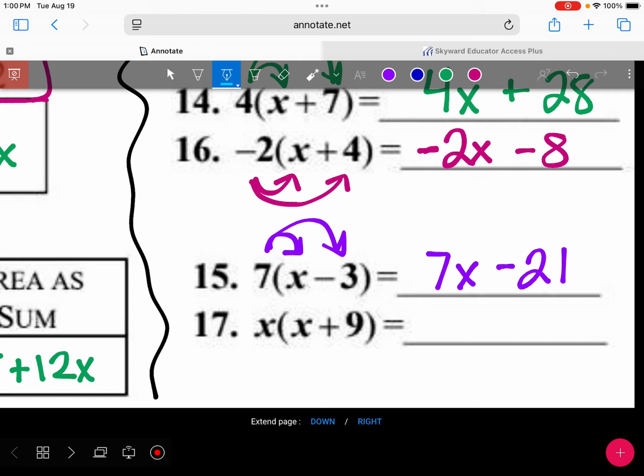What are we going to get for 17? One left on this page. Can I answer this? X squared plus 9x. Yes, you are right.